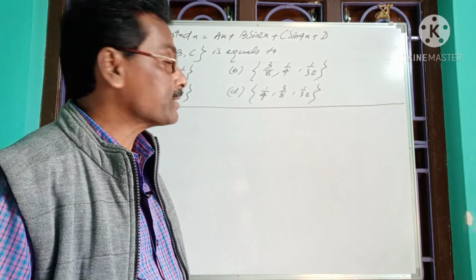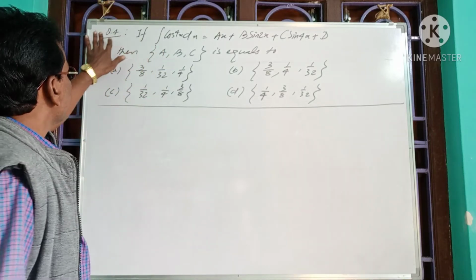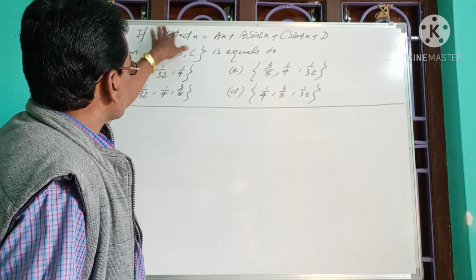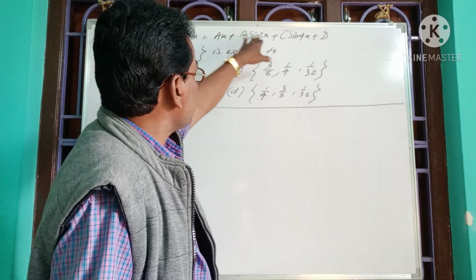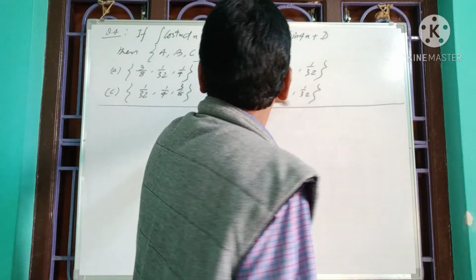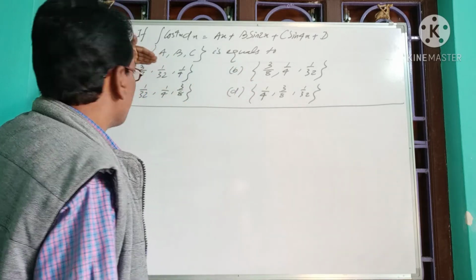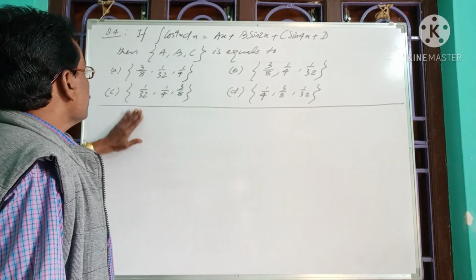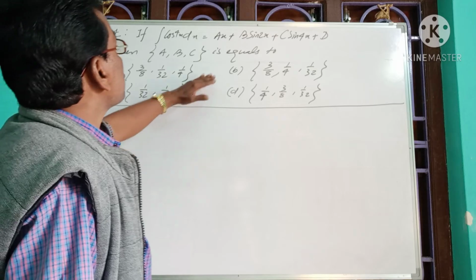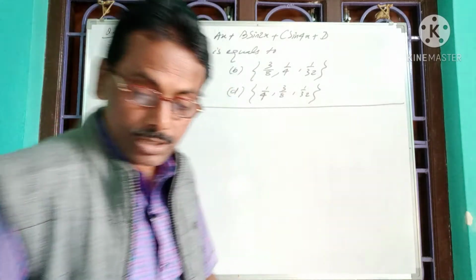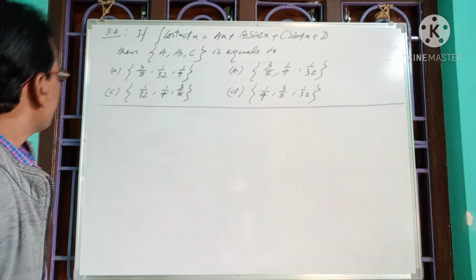We have to solve an important problem. If integration of cos to the power 4 x dx is equal to ax plus b sin 2x plus c sin 4x plus d, then the set containing elements a, b, c is equal to, and we have four choices. So we have to integrate and find which one is the correct answer. So let us consider how to solve the problem.